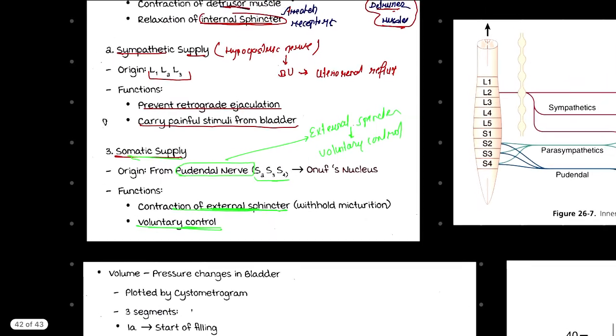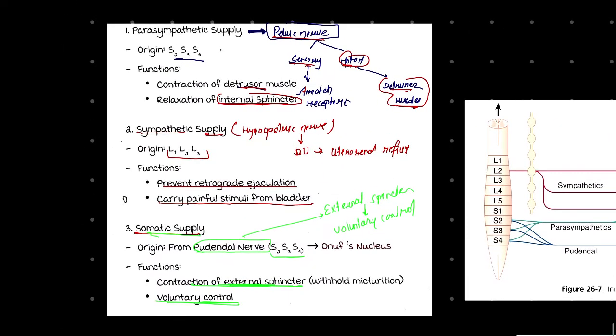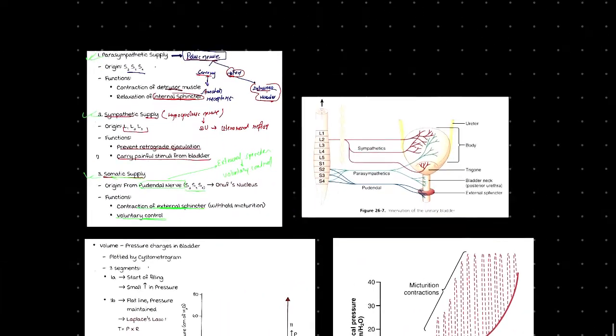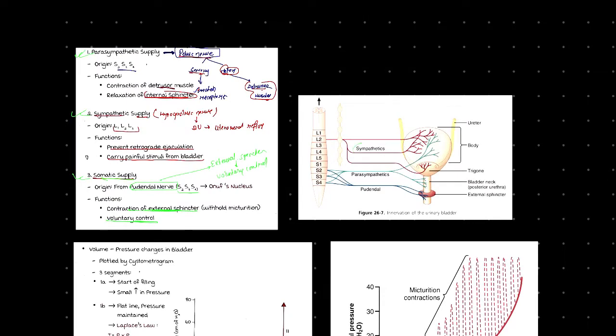That covers the three supplies: the parasympathetic, the sympathetic, and the somatic nerve. The sympathetic one was the hypogastric nerve, and its origin was from L1 to L3, from this region. This was our sympathetic.